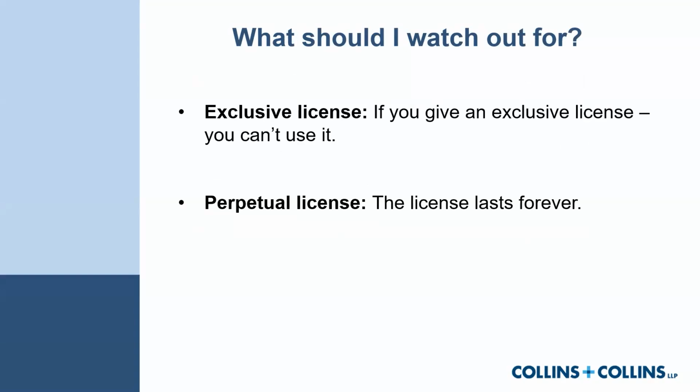One thing to watch out for with regard to licenses, you want to watch out for exclusive licenses and perpetual licenses. An exclusive license, if you give an exclusive license, you can't use that work. And a perpetual license, that license is going to last forever. And related to the perpetual license, you often want to include something that specifies the termination of a license. And we'll touch on an example of that later on that's actually in some of the AIA contracts.